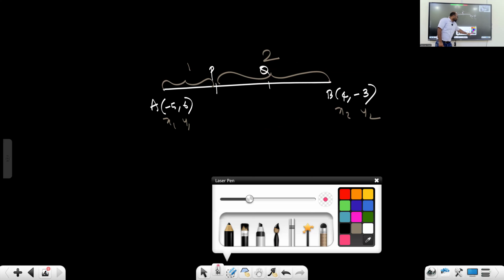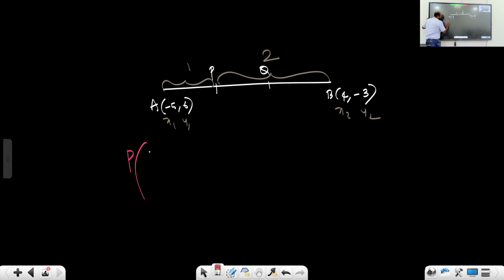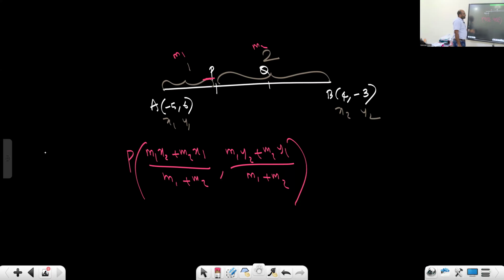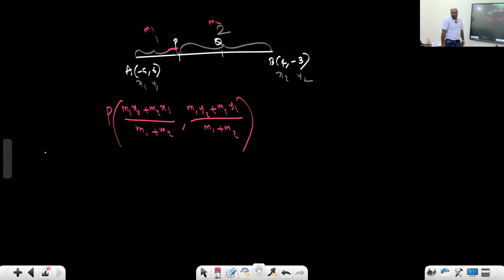Sorry, 1:2. Therefore, by the section formula, P coordinate, I am writing the formula together: (M1 x2 plus M2 x1) by (M1 plus M2). Normally, we write separately. Here I wrote together. It's not compulsory. If you want, you can write separately also. So we are finding the P coordinate. This is your M1 and this is your M2. Once you get the P coordinate, let me know. Everyone, please try. What is M1? What is M2?